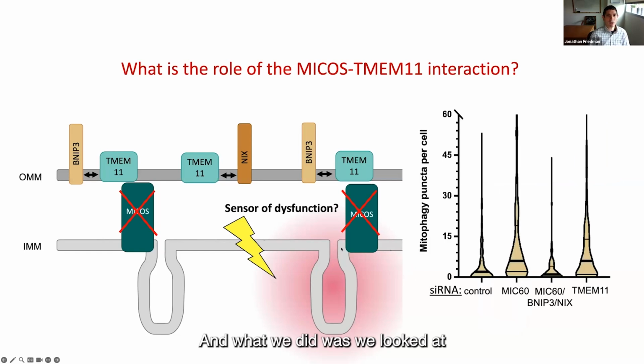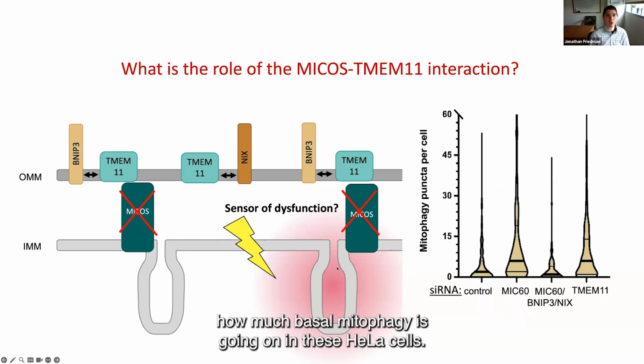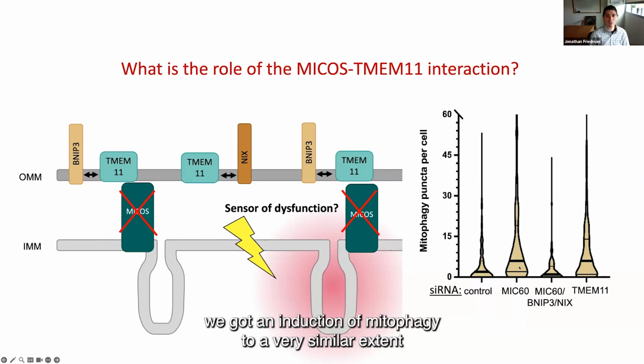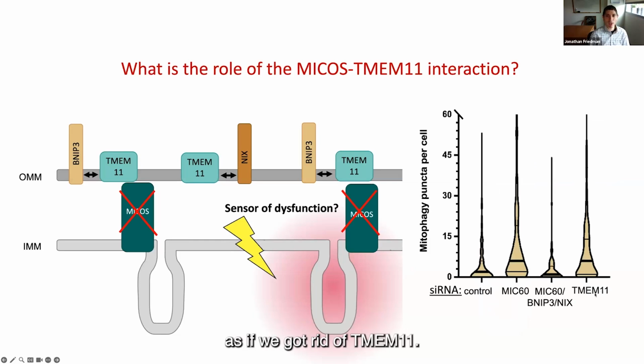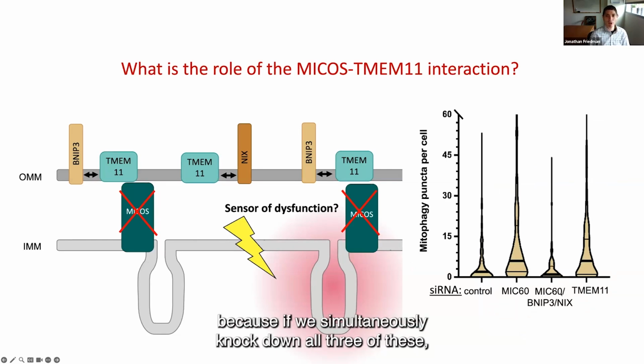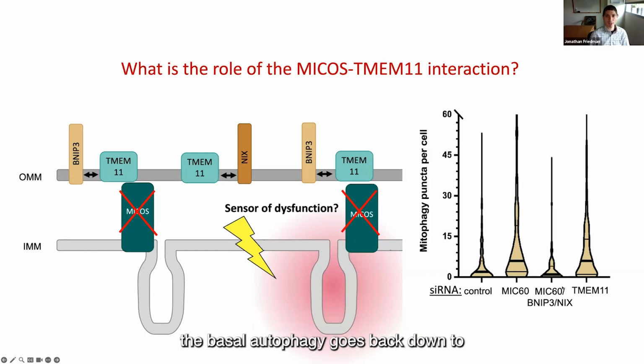And what we did was we looked at how much basal mitophagy is going on in these HeLa cells. And what we saw is that if we siRNA treat with MYC60, we got an induction of mitophagy to a very similar extent as if we got rid of TMEM11. And really importantly, getting rid of MICOS seems to stimulate BNIP3 and NIX-mediated mitophagy, because if we simultaneously knock down all three of these, the basal mitophagy goes back down to near negligible levels.